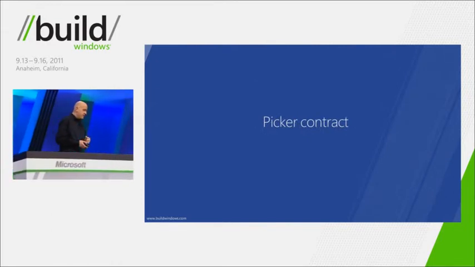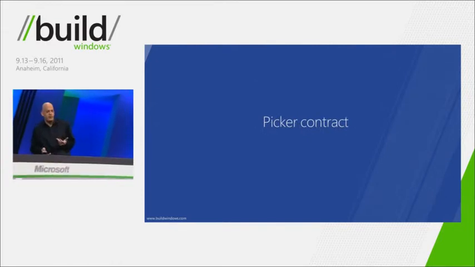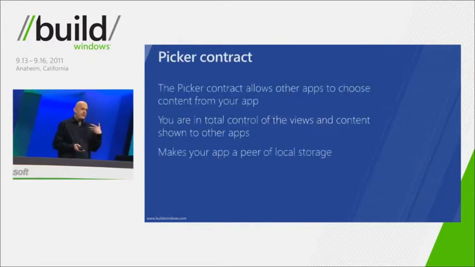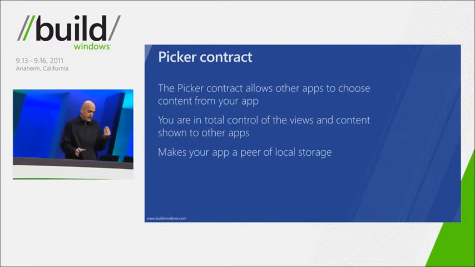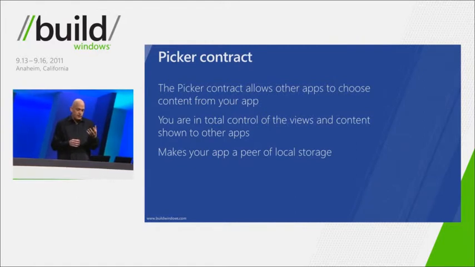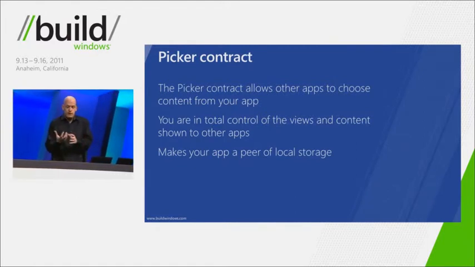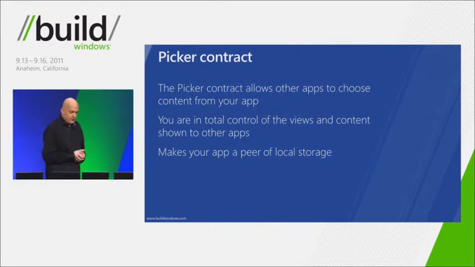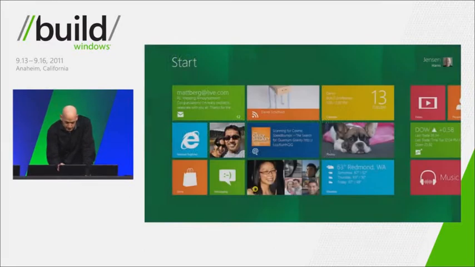The last of the contracts I want to talk about right now is the picker contract. What the picker contract allows you to do is to get data or files or pictures or music from one app to another app. Let me show you what this looks like. There are a couple of different examples of this. So I'm on number 47 now. OK, that's showing up. Good.